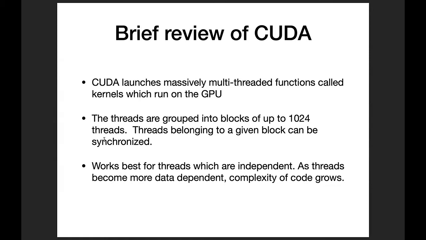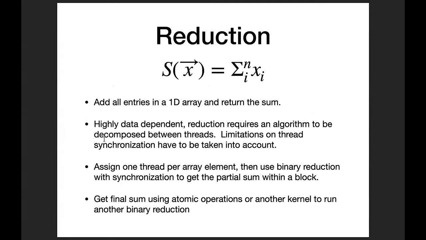But then as code becomes more complex, and there's some dependence between threads, your code has to take care of it. And the one example which I'm going to be using throughout the rest of this seminar to illustrate the ideas of cooperative groups is the reduction example. So reduction just means you have a vector and you want to add all its components and get a sum.